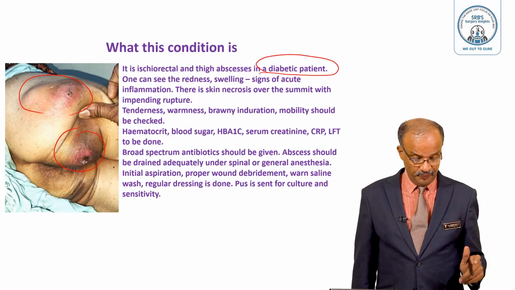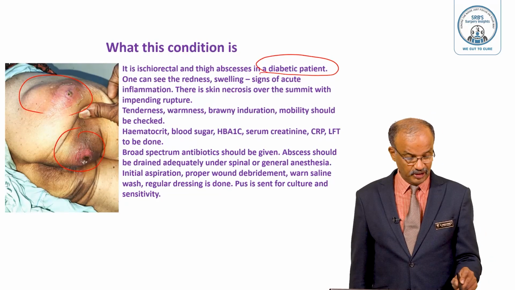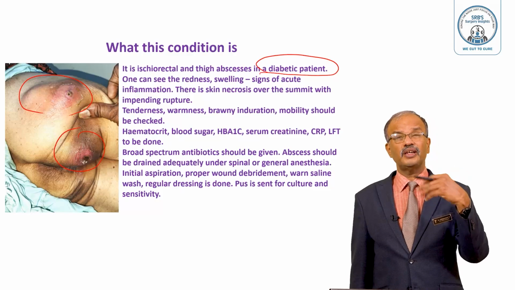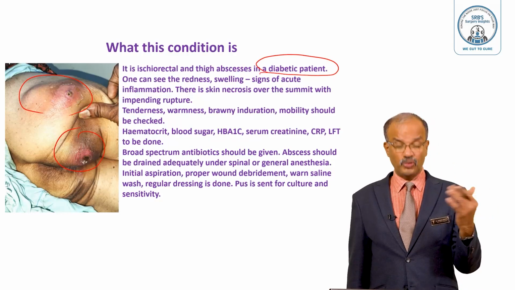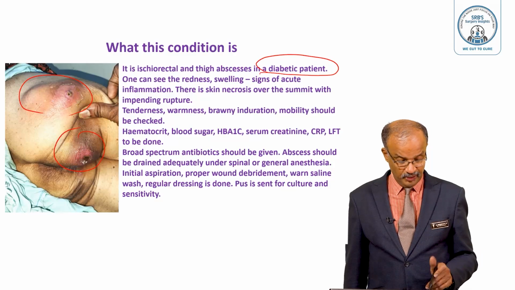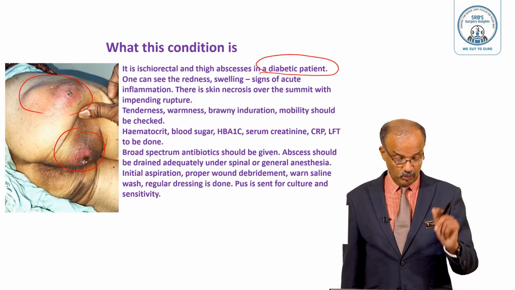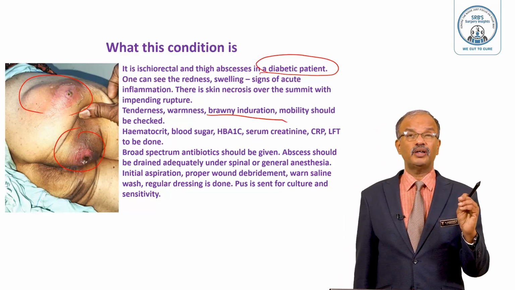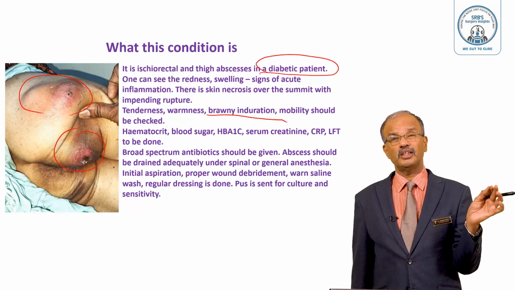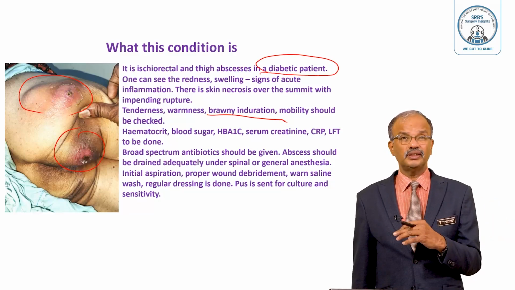And see that all those features of inflammation I have told. There is skin necrosis. Eventually, skin necrosis occurs in an abscess when you don't drain it, when you don't treat it. So, diabetes management is important. Browning induration is very typical. Remember, mobility should be checked. Warmness, I have told all those things. Start the broad spectrum antibiotic. Evaluate the patient for diabetes, blood count, CRP, and other metabolic causes.